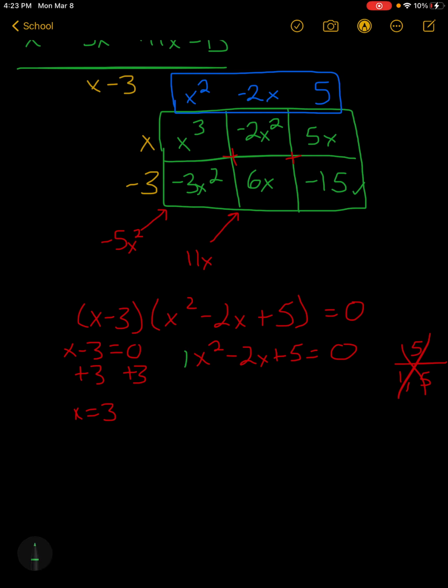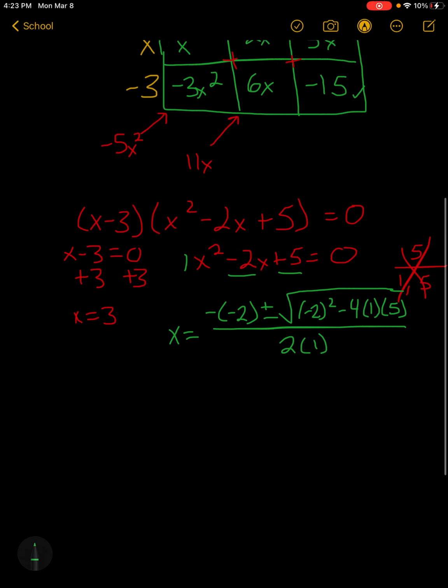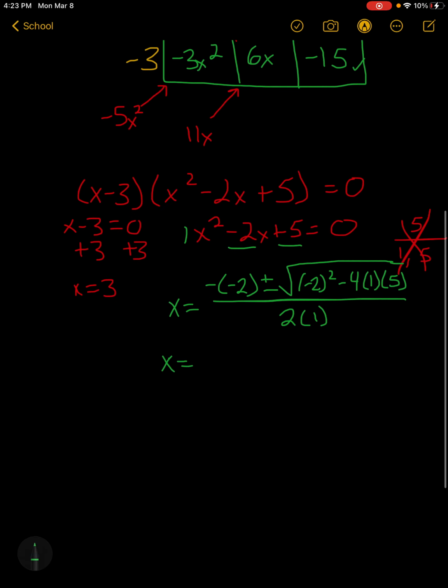So remember, a is 1, b is negative 2, and c is 5. So negative b would be a negative 2 plus or minus the square root. Now remember, with this b squared, you want to put that negative 2 in parentheses. And now it's all over 2a, which would be 2 times 1. Now I'm just going to keep simplifying all the way through. x equals 2, right? The minus and negatives become a positive 2, plus or minus 4 minus 20, all divided by 2.